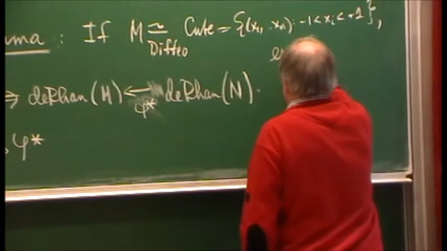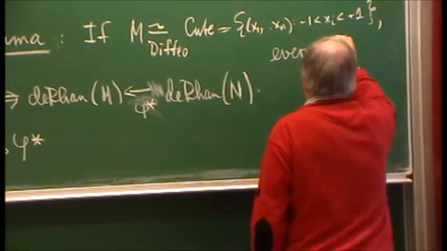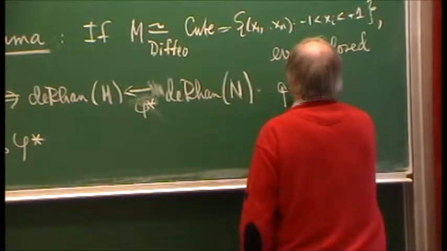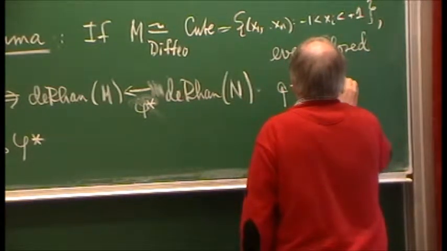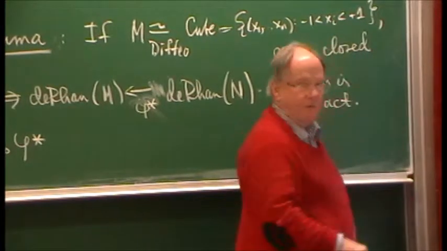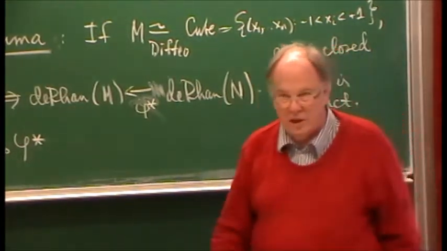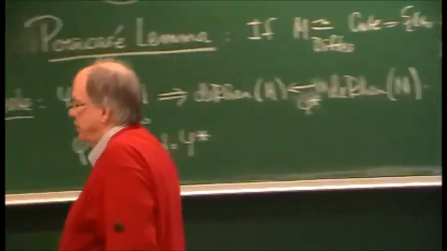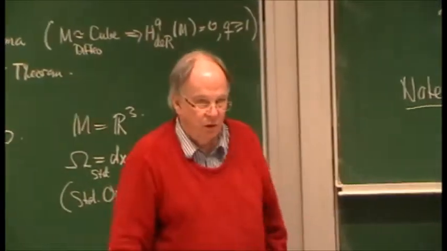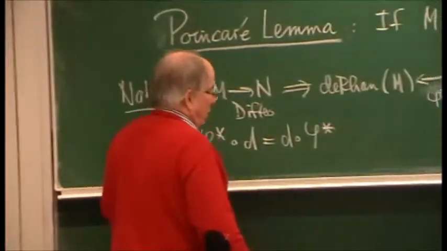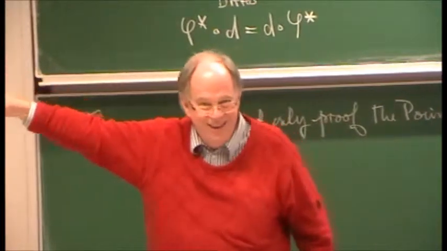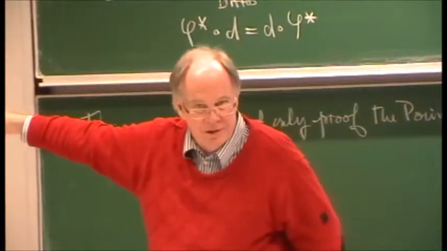Every closed q-form is exact. Let me spell it out in that way. That's a statement that this cohomology is zero. That's a statement that kernel divided by image is zero. Every closed q-form is exact. And then you have the interpretation in the applied science notation.